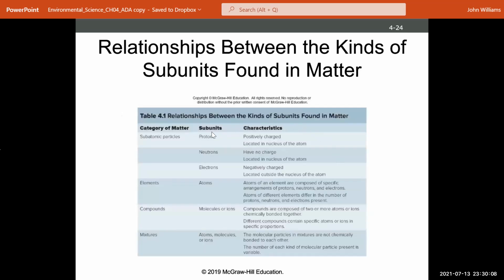So here's some relationships between the different subunits in matter. For example, an atom has those subatomic particles we mentioned: protons, neutrons, electrons. Elements are made up of atoms. Compounds are made up of molecules or ions. And then mixtures are made up of atoms, molecules, or ions. Okay, so it's important to know the distinction between these different categories of matter.